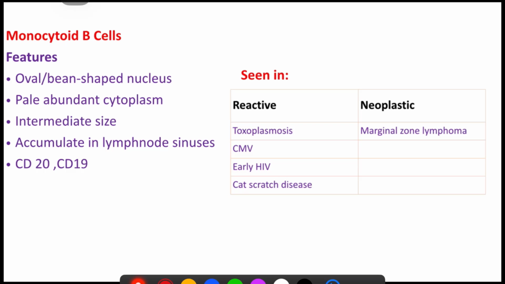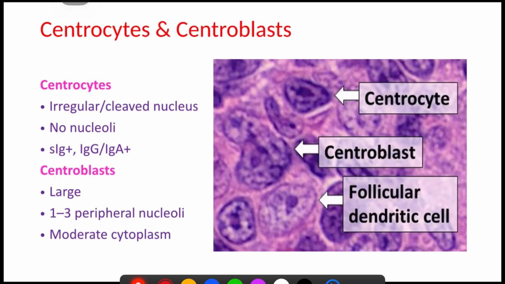So now monocytoid B cells. These have an oval bean-shaped nucleus, pale abundant cytoplasm, intermediate size and mostly accumulate in lymph node sinuses. They are CD20 and CD19 positive. These monocytoid B cells are seen mainly in marginal zone lymphoma. And reactive conditions like toxoplasmosis, cytomegalovirus infection, early HIV or cat scratch disease may show this monocytoid B cell proliferation. Now let's see in detail centrocytes and centroblasts.